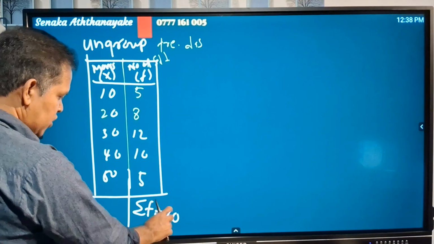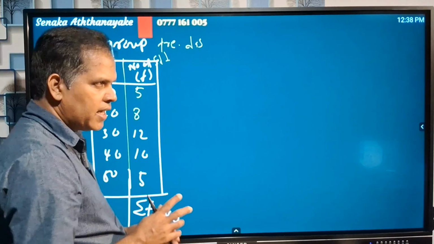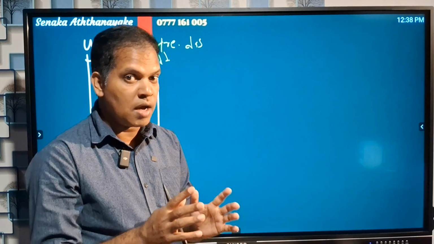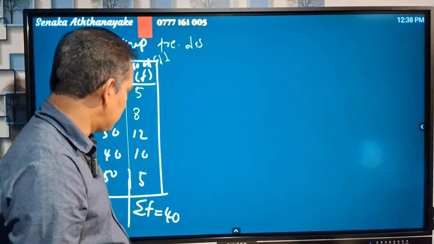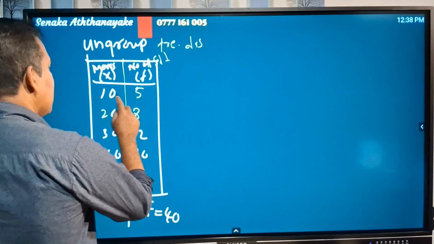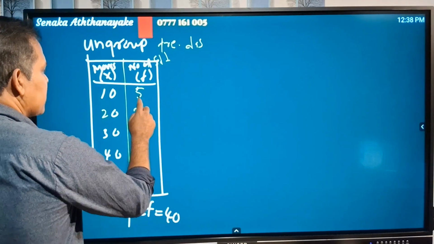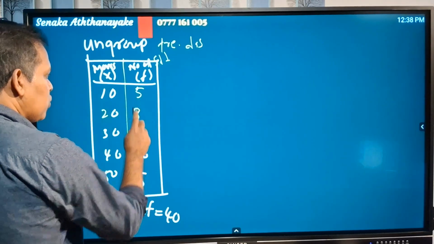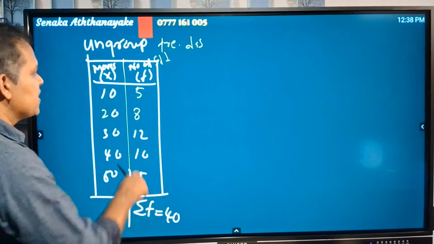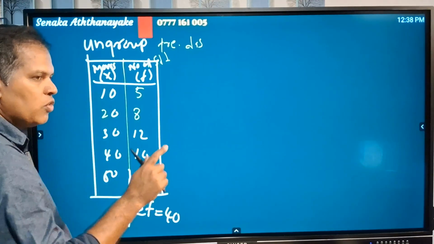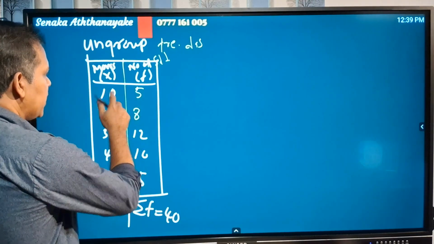Yes, 40 students are there. Then you have to find the total marks. Sum of that marks should be found. How do you find it? 5 students are there with 10 marks, no? 5 students there with 10 marks. Then if you want to take the sum of the marks of these 5 students, how do you find it? You can take 5 into 10, no?